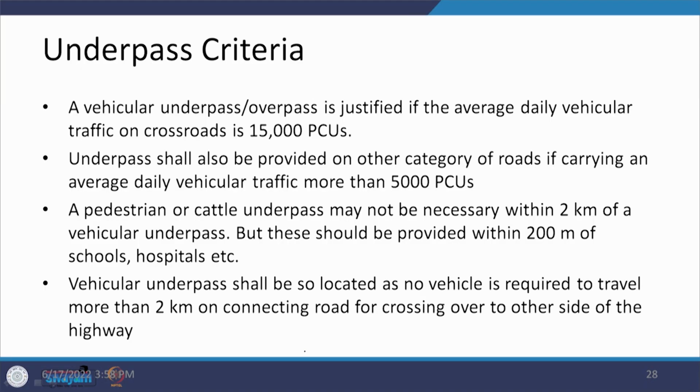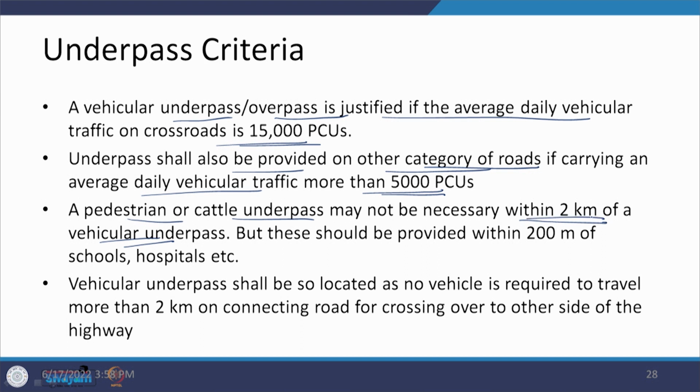Now, what is the criterion for providing these underpasses? It says that a vehicular underpass or overpass is justified if the average daily vehicular traffic on the crossroad is 15,000 PCUs. An underpass shall also be provided on other categories of roads if they are carrying average daily vehicular traffic of more than 5,000 PCUs. Pedestrian or cattle underpasses should not be provided if there are vehicular underpasses within a distance of 2 kilometers. So, they should not be spaced less than this.